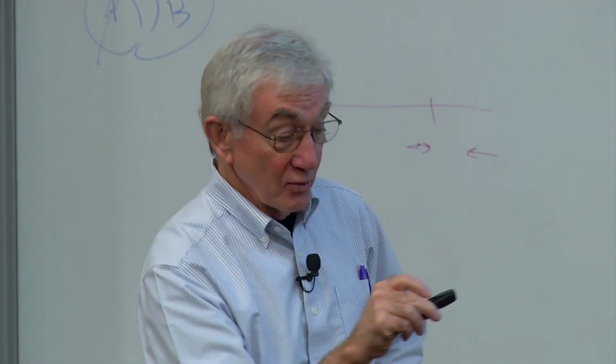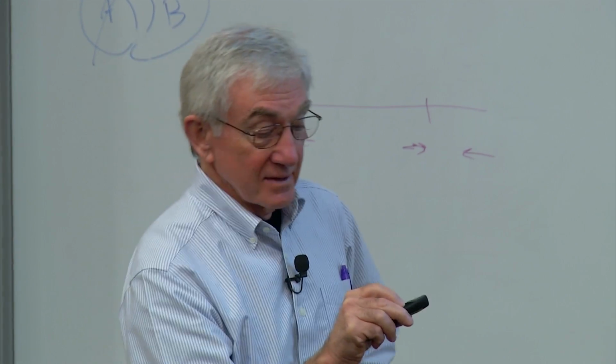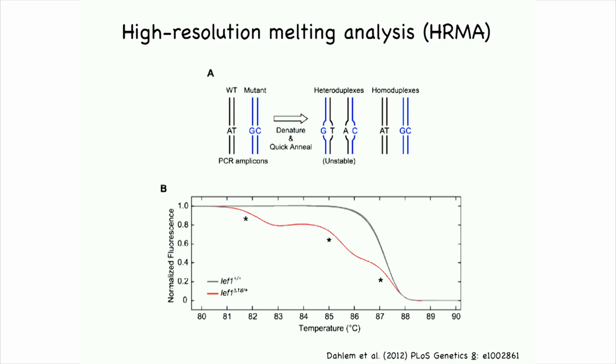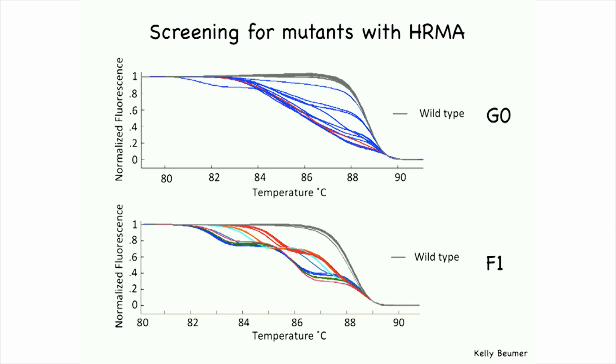And HRMA, you remember, is this analysis where you do high-resolution melting after PCR of the locus, reannealing to get heteroduplexes, and then looking at just a melting curve. And the melting curve isn't telling you what the mutations are. It's just saying whether mutations are there or not.